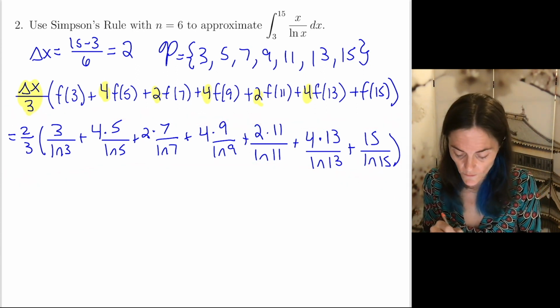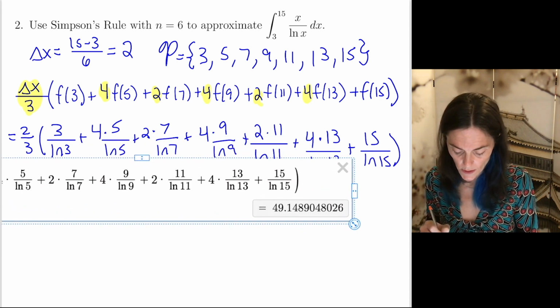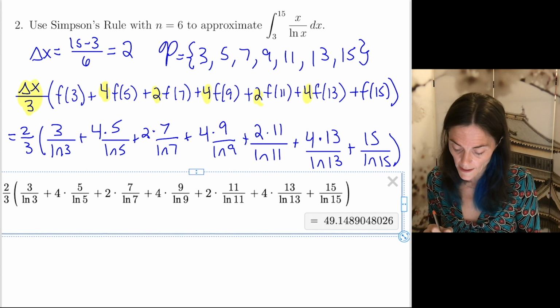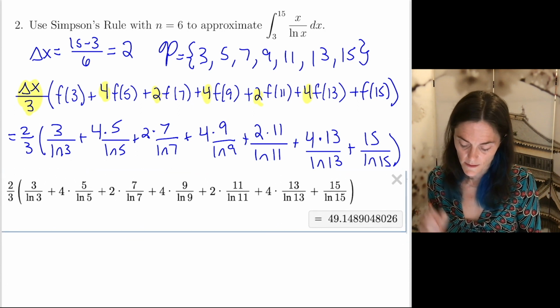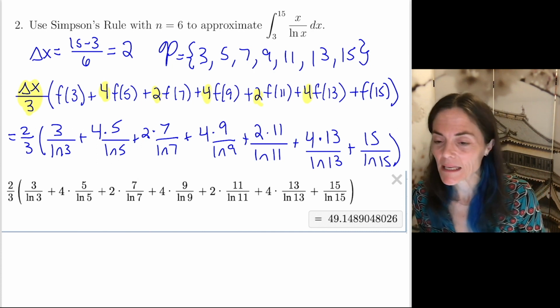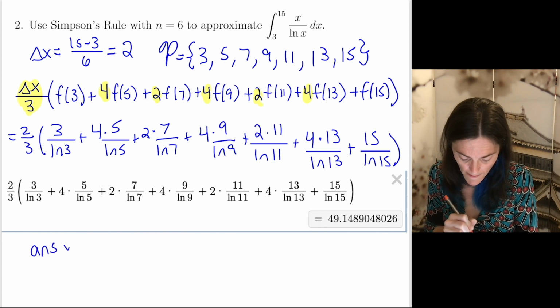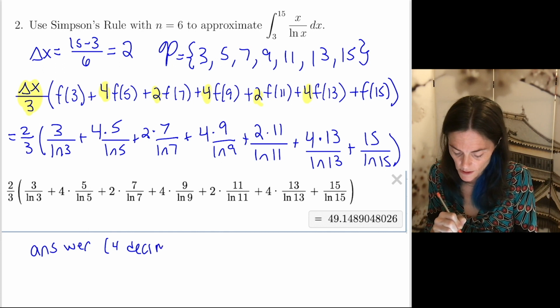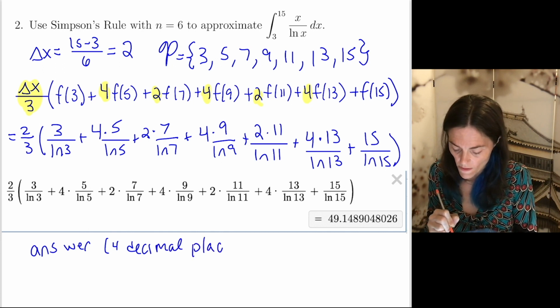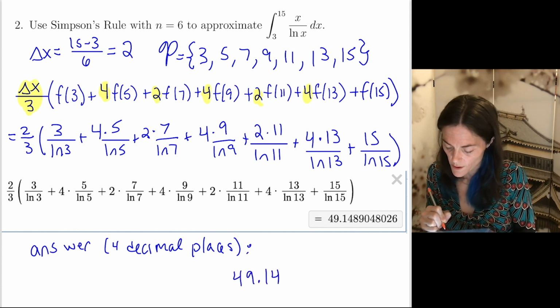So let me show you, for example, here. Okay, this is where I entered it into Desmos, but you can see I entered the whole line into my calculator, which was Desmos. And you can see here is what I get back. So the answer rounded to 4 decimal places, I would just copy it, would be 49.1489.